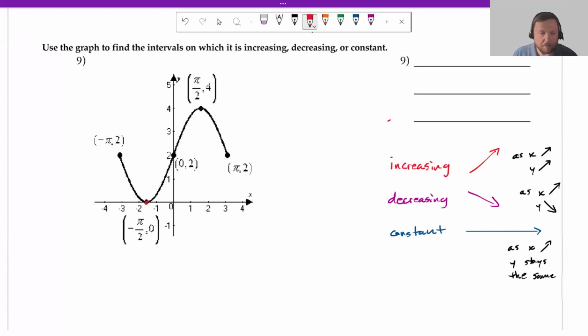Okay, so increasing. This portion of the graph, from here to here, we can see as x is getting bigger, y is getting bigger. And then the way that we describe that as an interval, the intervals in question are going to be x intervals. So for increasing, we're going from negative pi over 2 to positive pi over 2.